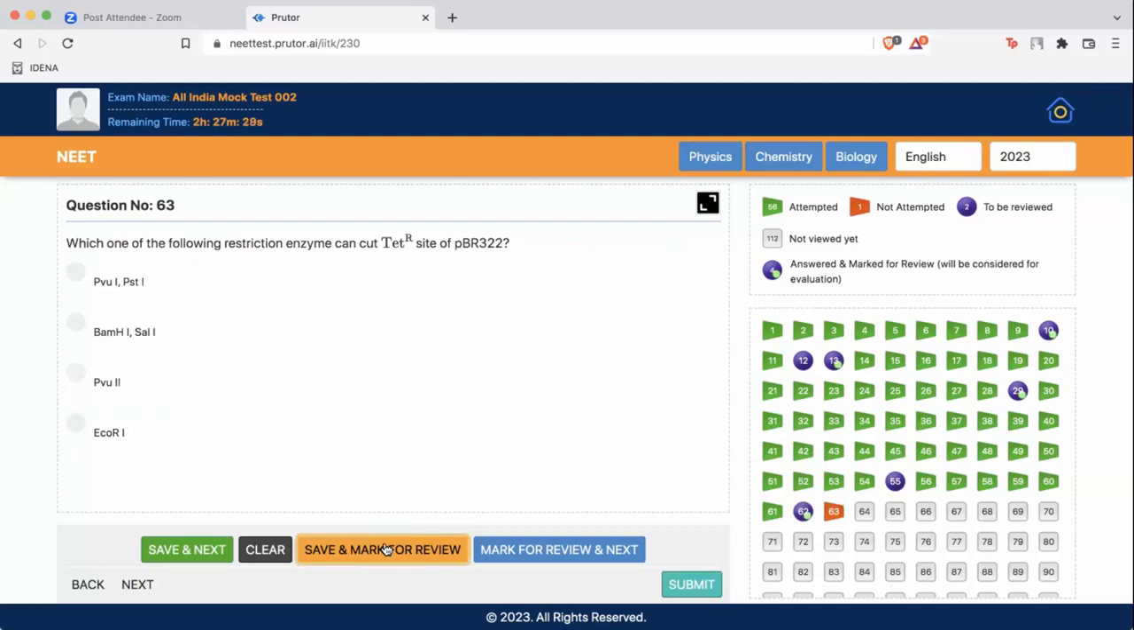Which of the following enzymes can cut the TET-R site, the tetracycline resistance site of PBR322? Okay. So we should know which restriction sites are present for tetracycline resistance. So PvuI, PstI. It's not PvuII. It's not EcoRI. So the options are between PvuI and PstI and BamHI and SmaI. I think for ampicillin resistance, it's PvuI, PstI, and for tetracycline resistance, it's BamHI, SmaI, or is it the other way around? I think it's PvuI, PstI. Okay, so PvuI, PstI, I guess.